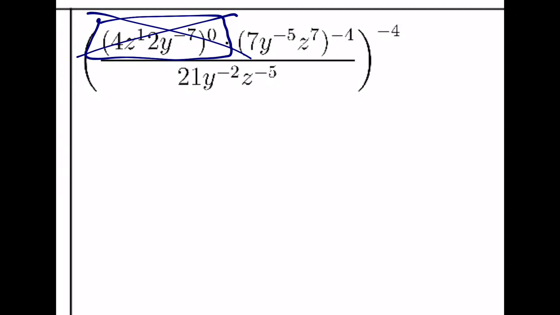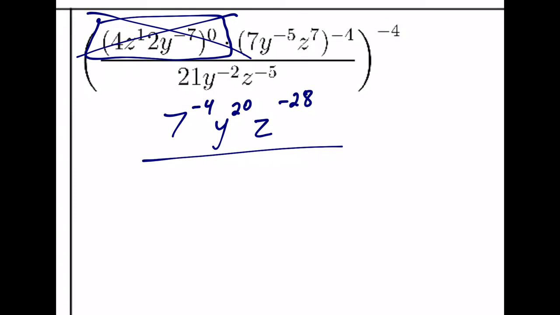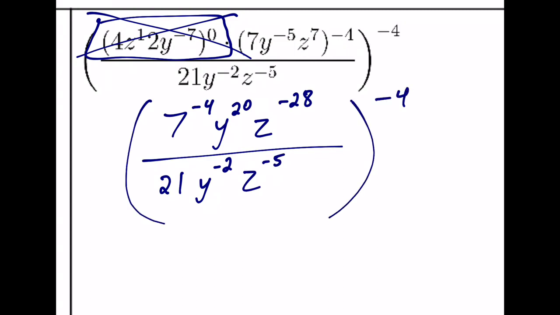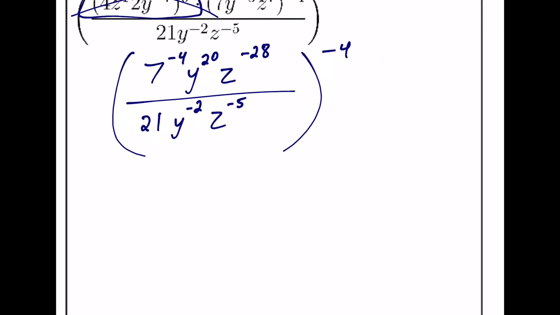If we use the power rule, we have 7 to the negative 4th, y to the positive 20, z to the negative 28, divided by 21, y to the negative 2nd, z to the negative 5th, all of this raised to the negative 4th. There's a couple pathways you can take from here.